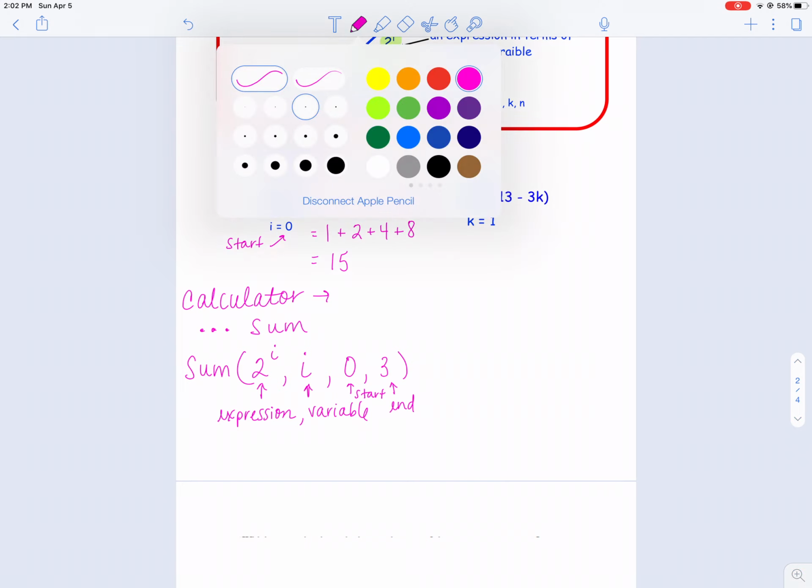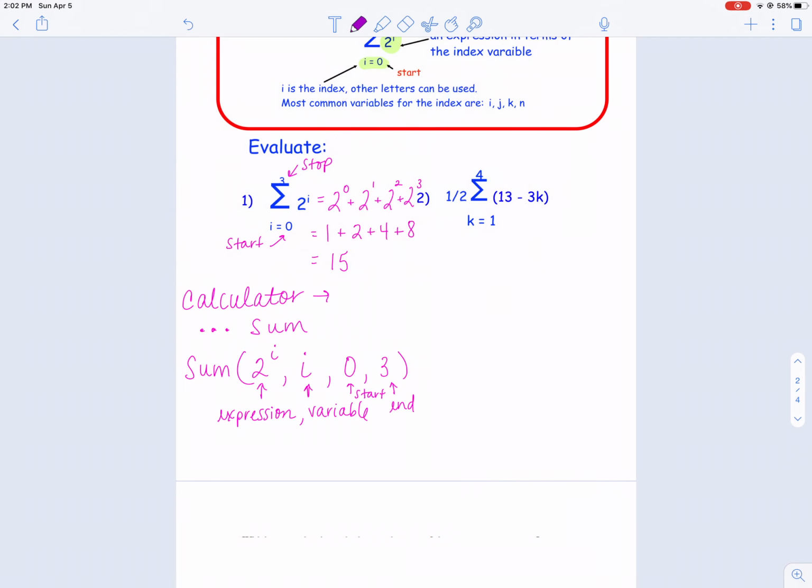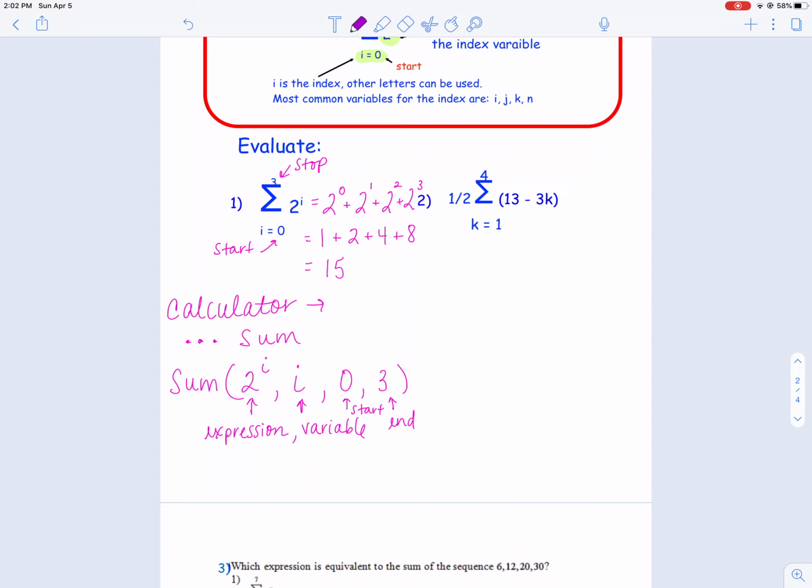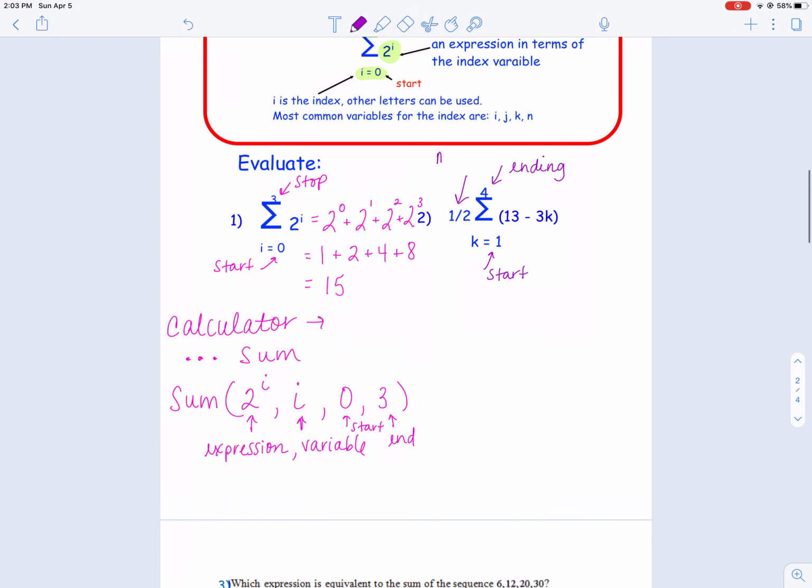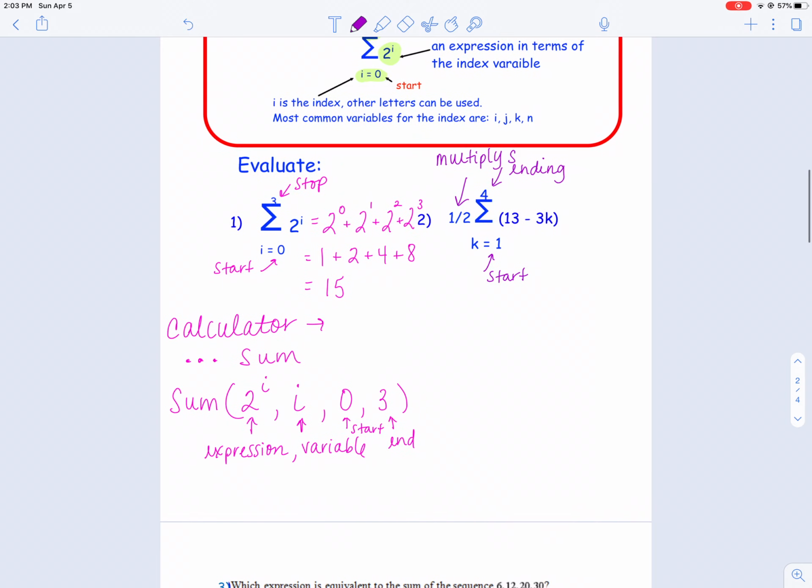So let me show you another one. Let me use a different color. So be careful with this one. You have your summation. It looks like here we're starting at 1. We're ending at 4. And our expression is 13 minus 3k. But just take note of this right here. There's a half in front of the whole summation. That means you're going to multiply your summation, your sum, by a half.